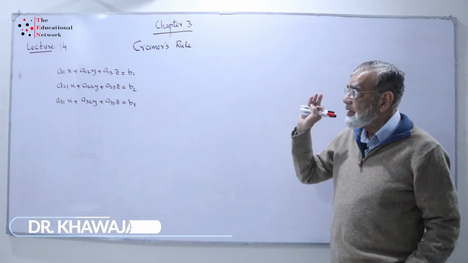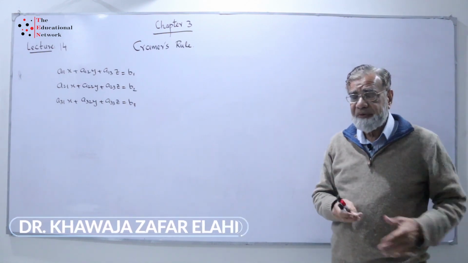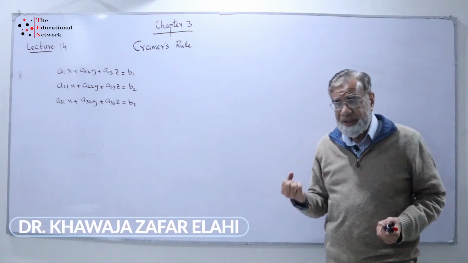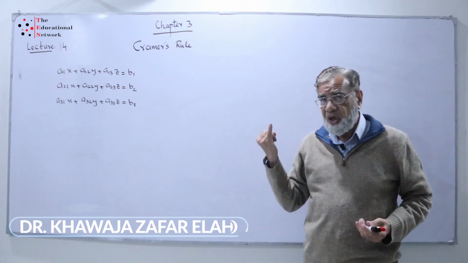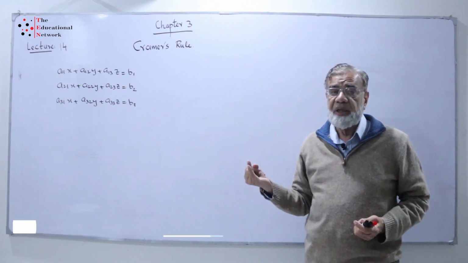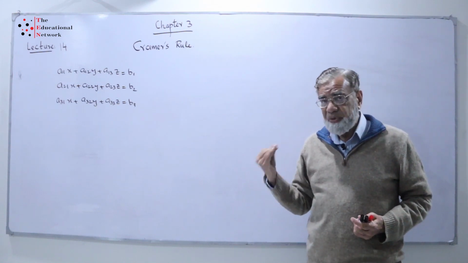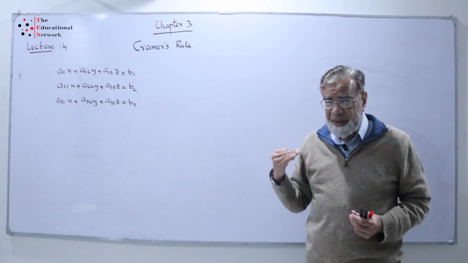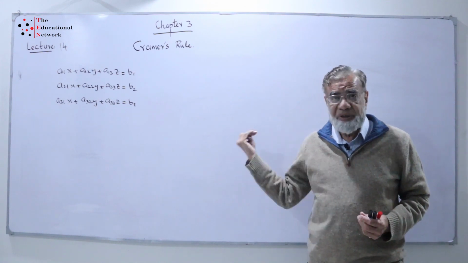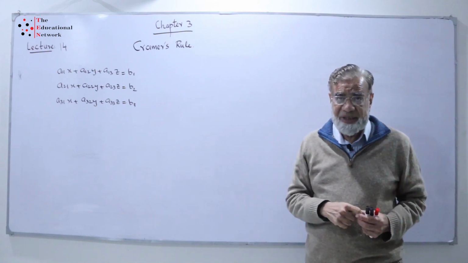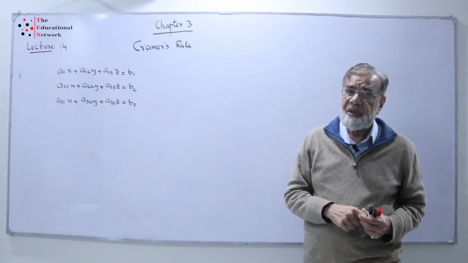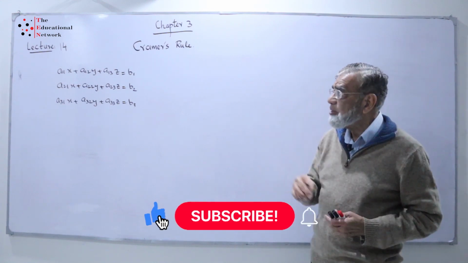We are going to discuss the last method for solving the system of linear equations. We have already discussed the Gauss elimination method, the Gauss-Jordan method, then row echelon form and reduced row echelon form. Then we found A inverse by using the elementary matrix method. Then, just today, we discussed finding A inverse by the method of cofactors. The last discussion is about Cramer's rule.